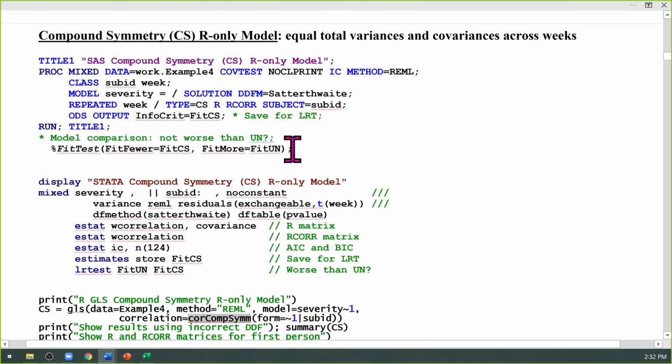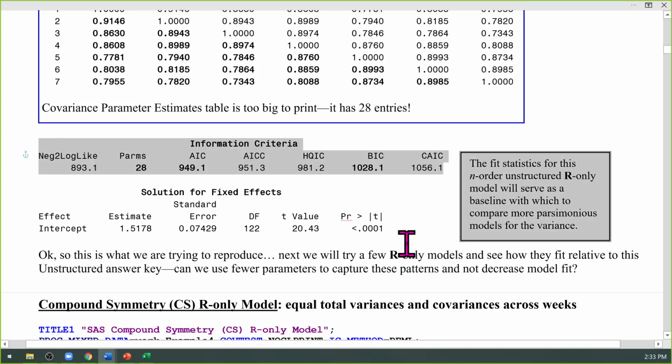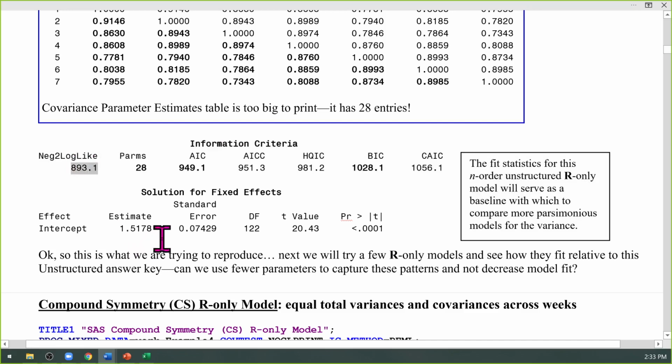One additional piece of output here is something that is specific to my example. So fit test, this %sign fit test, refers to a little program that I wrote that is included in the output or the syntax files for this example. It simply takes the output from one model, given by this table right here, the information criteria table. It saves that table as a data set. And then the other table that you want to compare the fit to gets saved into the same data set, and they get stacked on top of each other. And then I calculate the difference in -2 log likelihood.